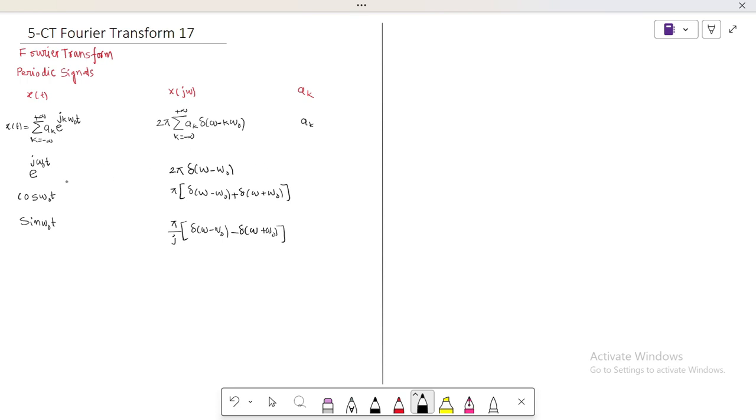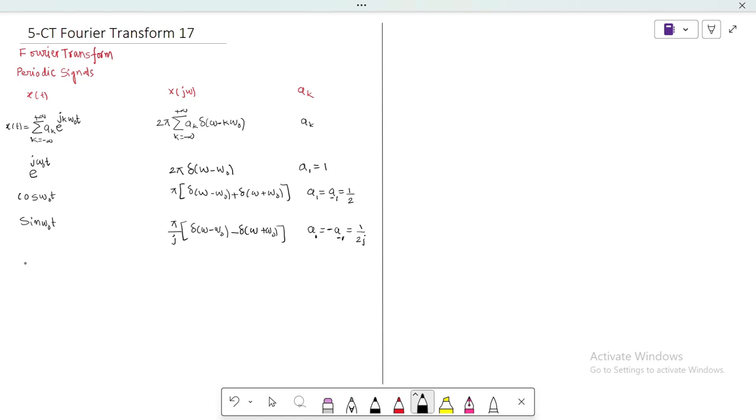So what are the Fourier series coefficient ak values? See, this is having only one exponential, so k equal to 1. Then a1 equal to 1, its coefficient magnitude equal to 1. For cosine, in this case a1 equal to a minus 1 equal to 1 by 2. For sine, in this case a1 equal to minus a minus 1 equal to 1 by 2j. These are the Fourier coefficients.